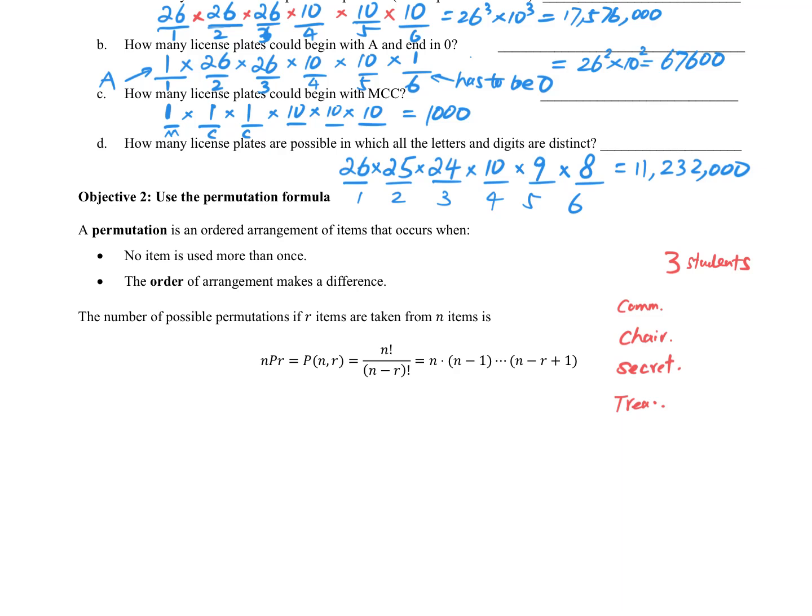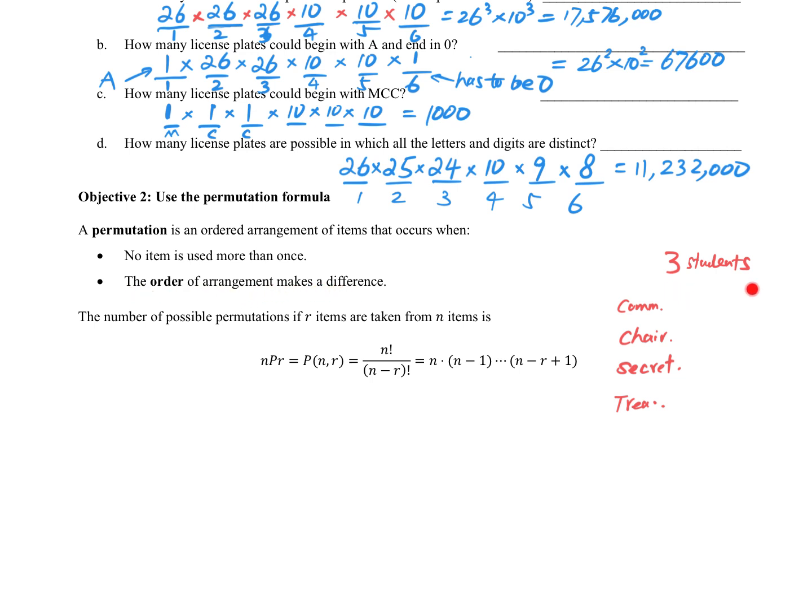Now, the second learning objective is to learn how to use a permutation formula. First of all, what is the permutation? Permutation is an ordered arrangement of items that occurs when no item is used more than once. Second, the order of arrangement makes a difference.